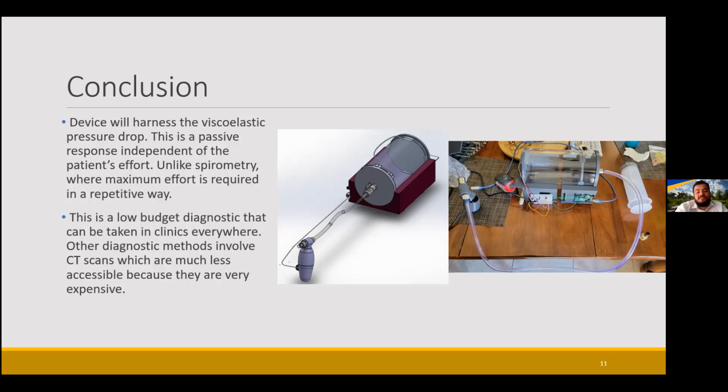The device records the viscoelastic pressure drop as the patient holds their breath. This is a passive response out of the patient's physical control. The viscoelastic pressure drop will vary depending on the pulmonary condition of the patient.